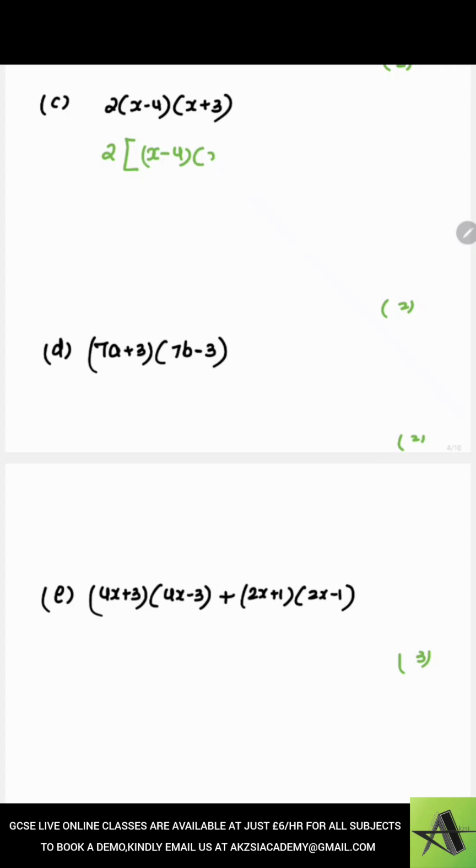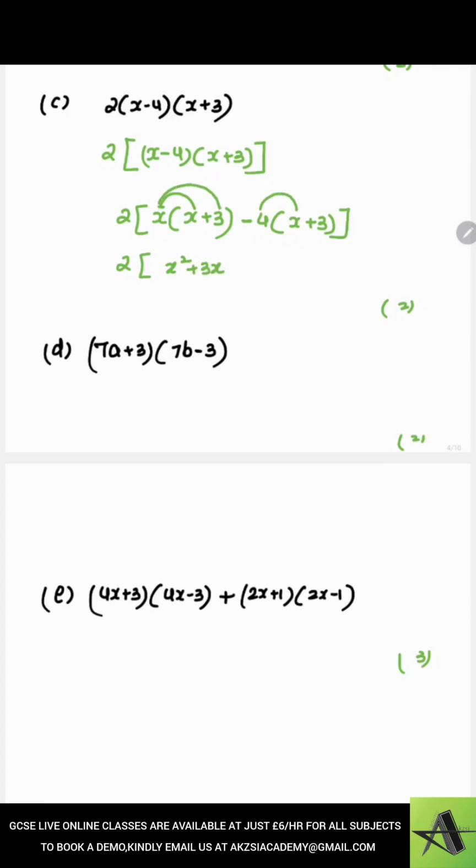I can multiply 2 brackets at the same time first. So I have to multiply these two first. So multiplying the first term of the first bracket with the second bracket and second term of the first bracket with the second bracket. Now this would be x times x is x squared. X times 3 is plus 3x. Minus 4 times x is minus 4x. And minus 4 times 3 is minus 12.